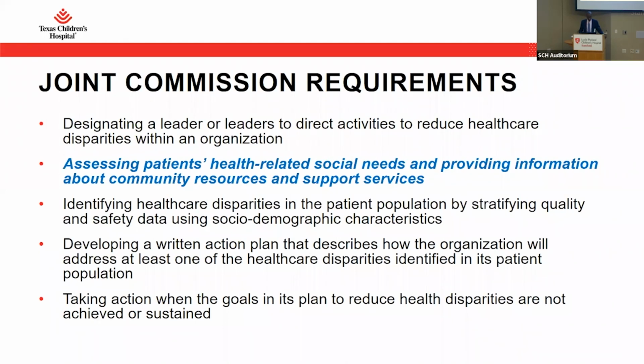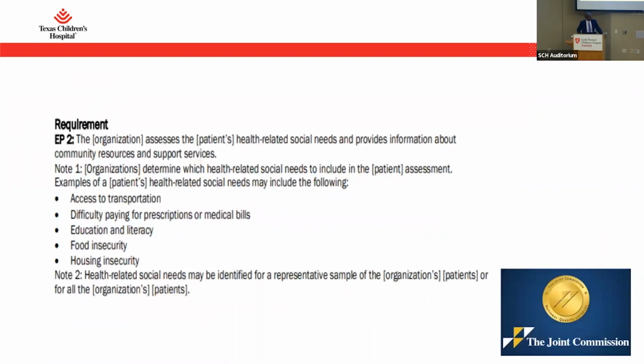So assessing patients' health-related social needs and providing information about community resources and support services. They're very explicit. This is now a requirement from Joint Commission. And here you can see a little bit more specifically about the areas. They just give as examples of these are the types of areas that you can cover.